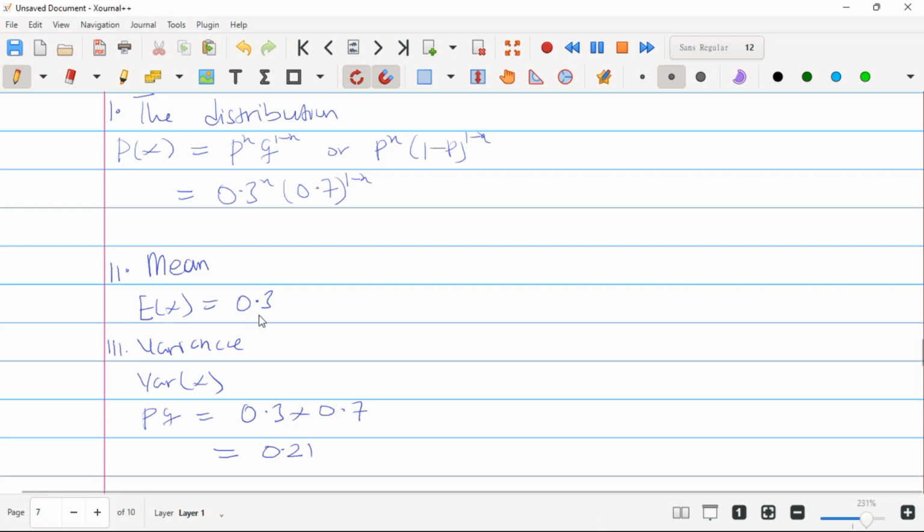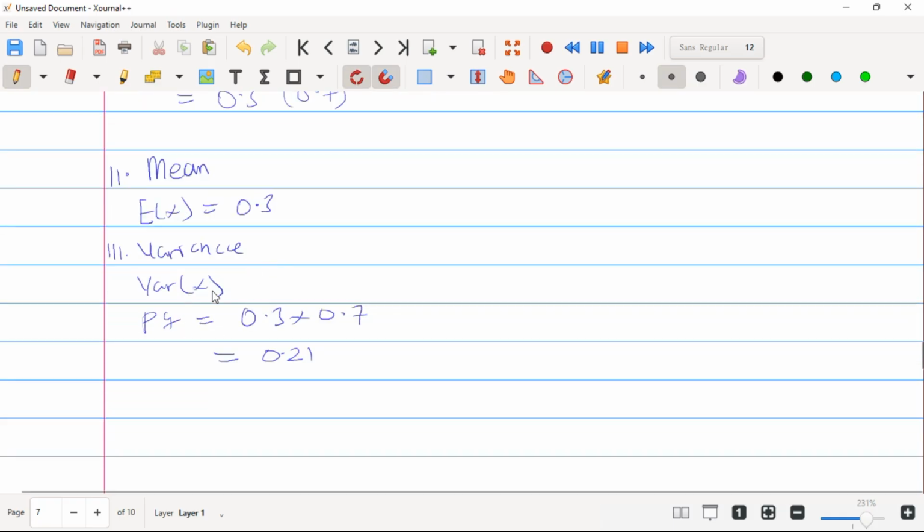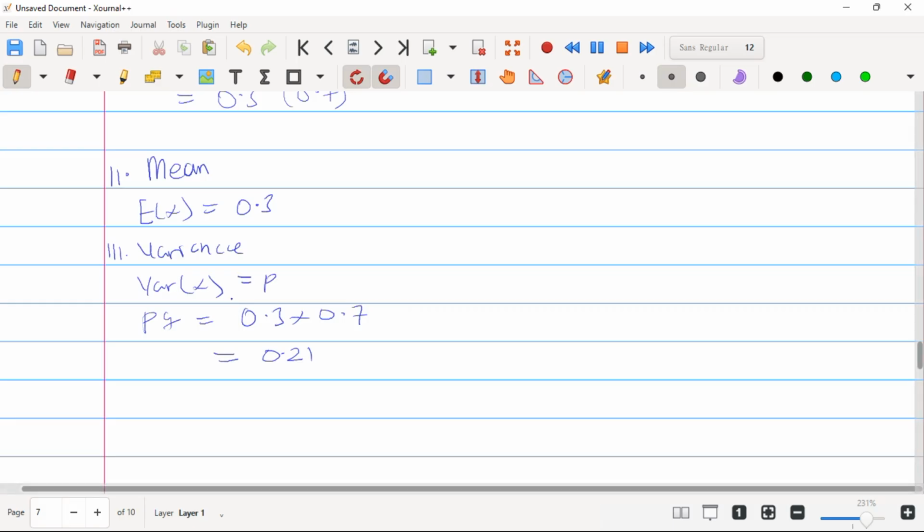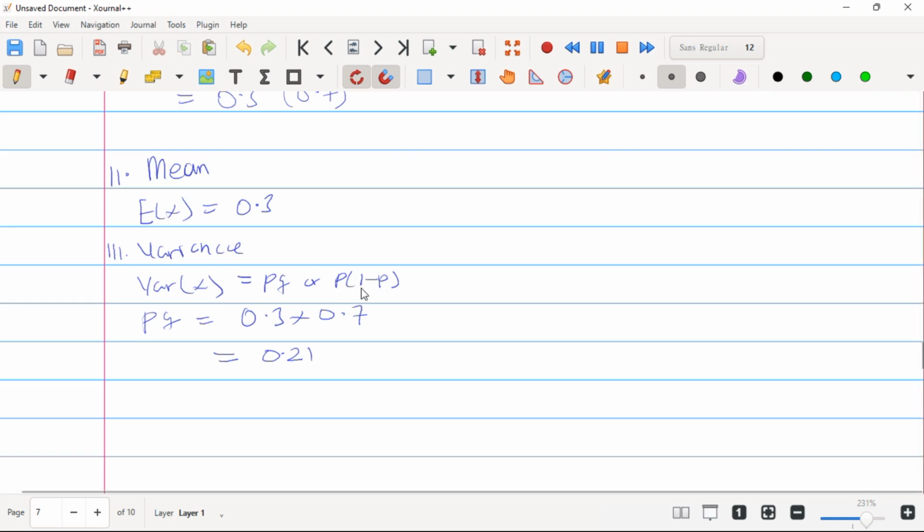Our expectation of x is given as 0.3, because we just learned that for the Bernoulli distribution, our expectation is the probability of success, and the probability of success given inside the question was 0.3. And then we have been asked to find the variance. As you and I know, the variance is equal to p times q, or p into bracket 1 minus p. So this is our probability of success times our probability of failure. 0.3 times 0.7 is going to give us 0.21. So this is the end of the Bernoulli distribution.